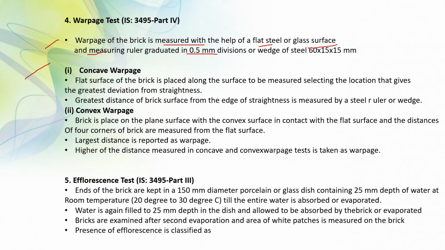Concave warpage. The flat surface is placed along the surface of the brick to be measured, selecting the location that gives the greatest deviation from straightness. Next, the greatest distance of the brick surface from the edge of the straightedge is measured by steel rule or wedge.